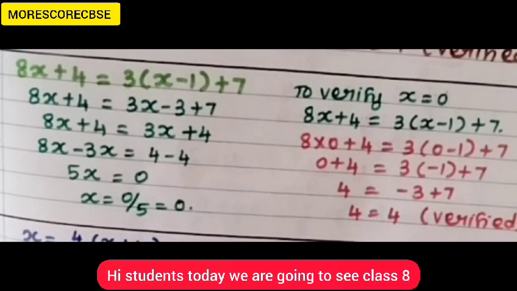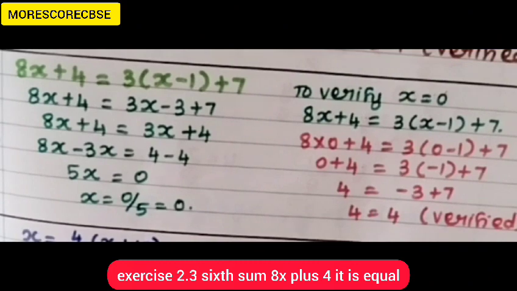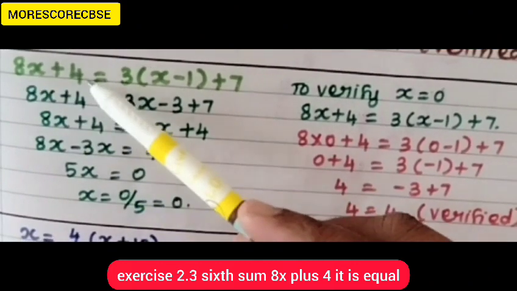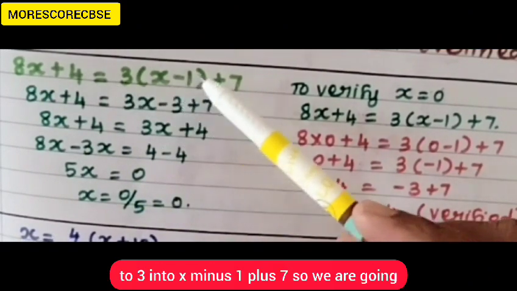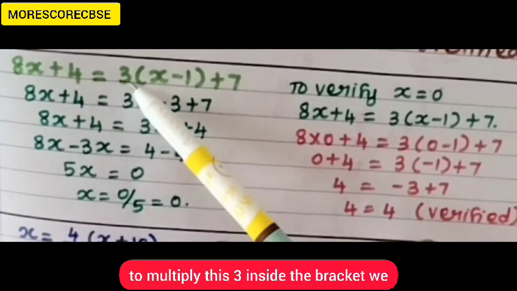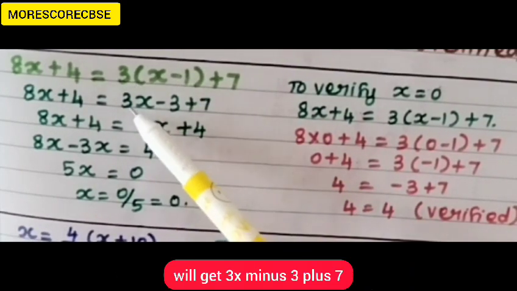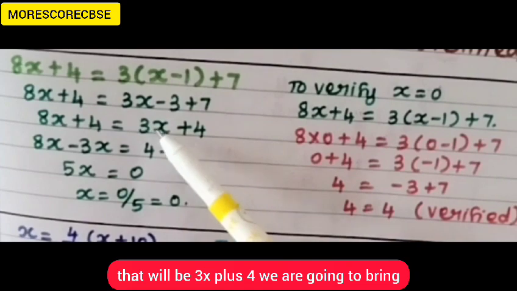Hi students, today we are going to see class 8 exercise 2.3, sixth sum: 8x + 4 = 3(x - 1) + 7. We are going to multiply this 3 inside the bracket. We will get 3x - 3 + 7, that will be 3x + 4.